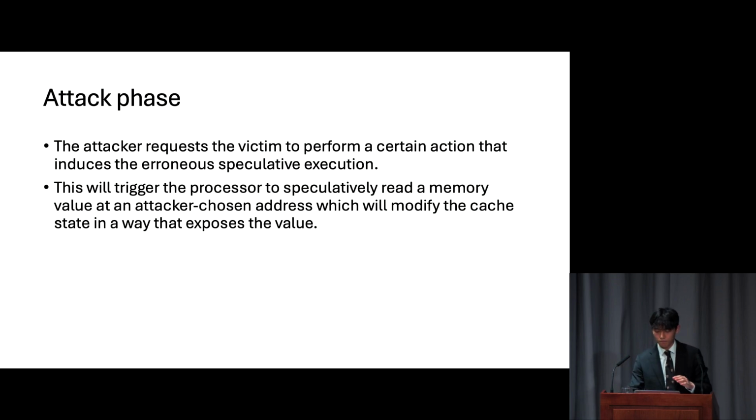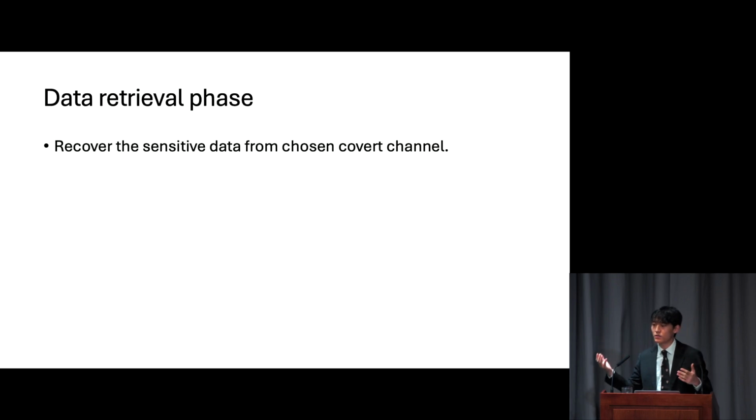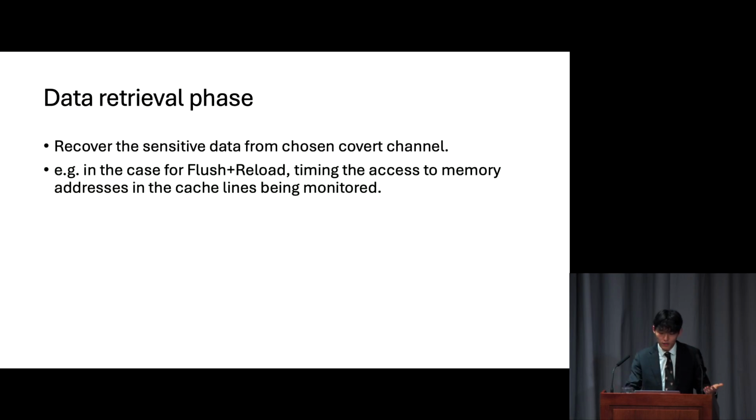And data retrieval is going to be recovering the data. In the case of Flush and Reload, it's timing measurements to see which cache line was read by the victim or not. Okay, so this is very vague. This is very confusing, and it's vague for a reason, because it had to consider every single variation of Spectre.